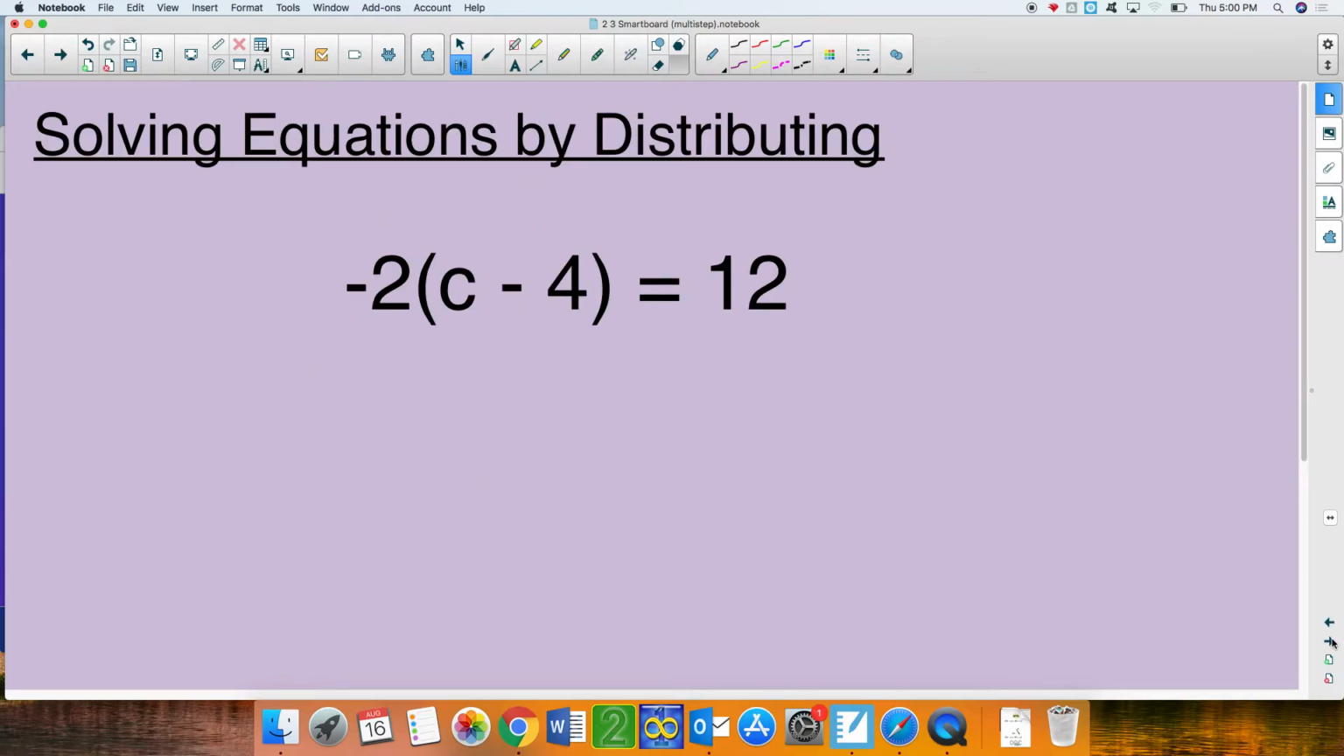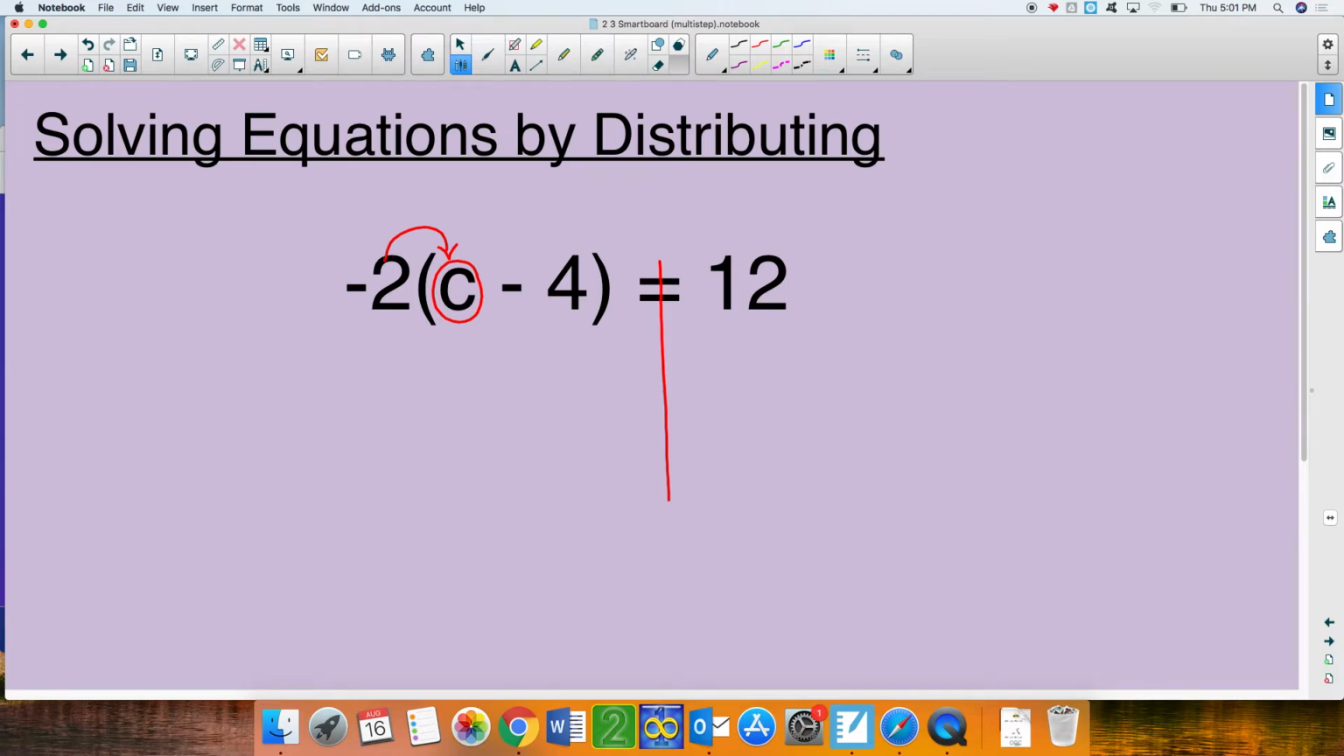Now we're going to look at how we solve equations by distributing. I'm going to draw in my wall. Notice I have my C inside my parentheses, but I also have a number outside those parentheses that I need to multiply through. So we're going to do that first.